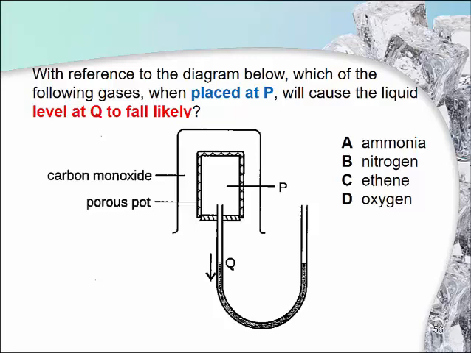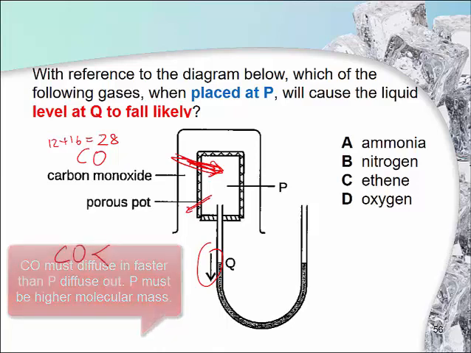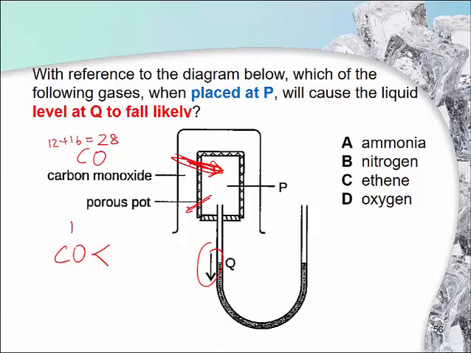Okay, now this is an easier question. You just need to work out a few. Carbon monoxide formula is CO. CO is 12 plus 16, equal to 28. Now, what is placed inside P such that Q will go down? For Q to go down, it means that the gas must diffuse in faster than the gas diffuses out. The arrow is bigger going in than diffusing out. So in other words, the Mr of CO must be less than P.